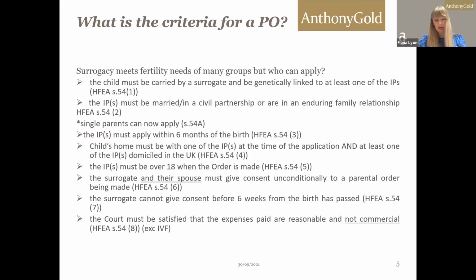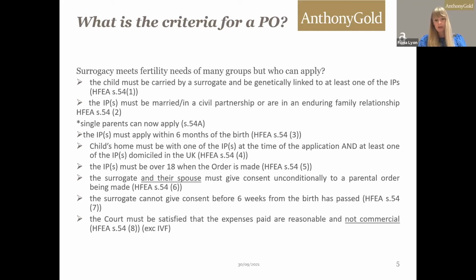The next criteria is quite simple. You've got to be over 18. But the next criteria is a little bit more misunderstood, in that the surrogate and their spouse have to give unconditional consent to the parental order. And that is because upon birth, the surrogate will be deemed the legal mother. And if they are married, their spouse will be deemed the second parent. If the surrogate is obviously not married, then the biological father can be cited as the second legal parent.